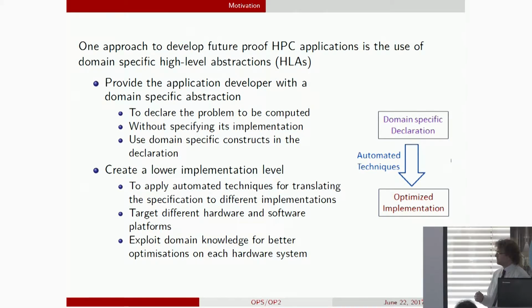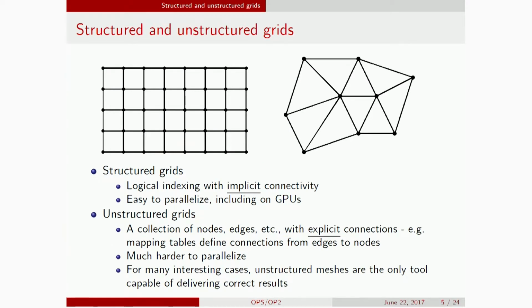So, these are the two types of grids that we are talking about, two different problems. For structured grids, we have implicit connectivity. Basically, we have a block, and we know that if we know the index of one element, we know the indices of all of its neighbors. So it's easy to parallelize based on this knowledge.